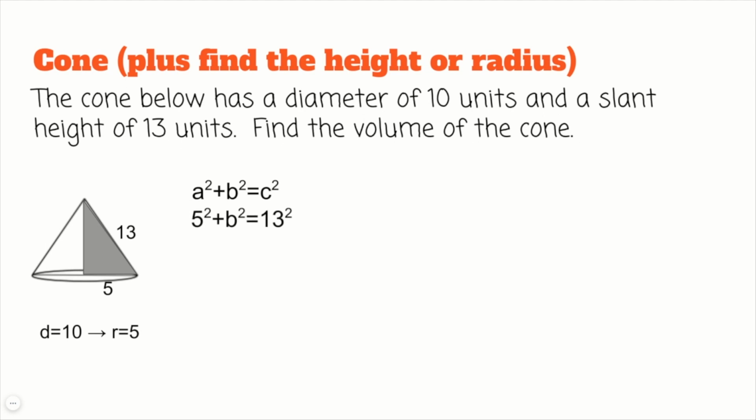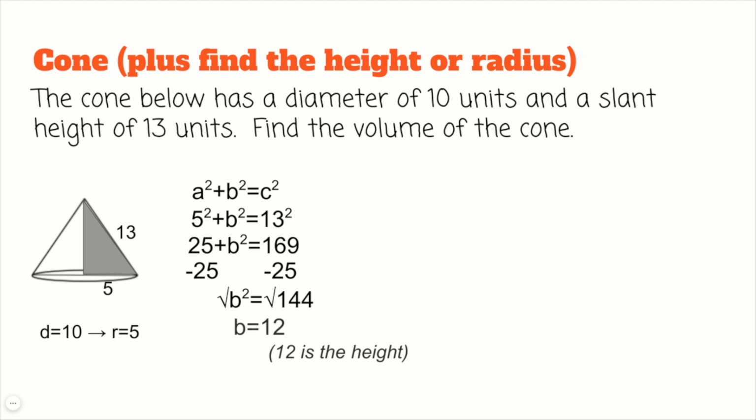I'm going to substitute in the 13 for c and the 5 for a. I'm going to simplify both of those, subtract 25 on both sides. So I'm left with b squared equals 144. I'm going to take the square root of both sides. So b is 12, which means the height of this cone is 12.